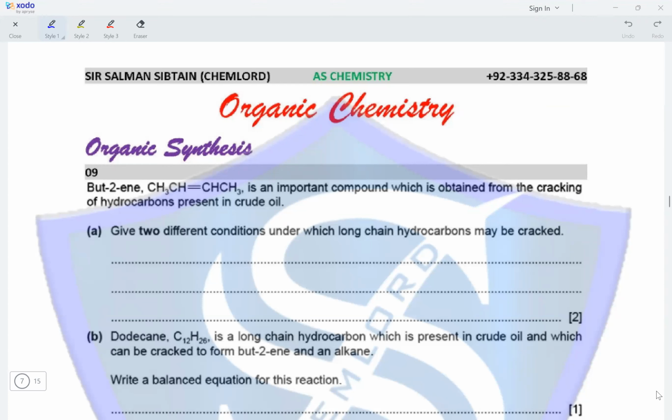Question 9. Butene is an important compound which is obtained from the cracking of hydrocarbons present in crude oil. Give two different conditions under which long chain hydrocarbons may be cracked.